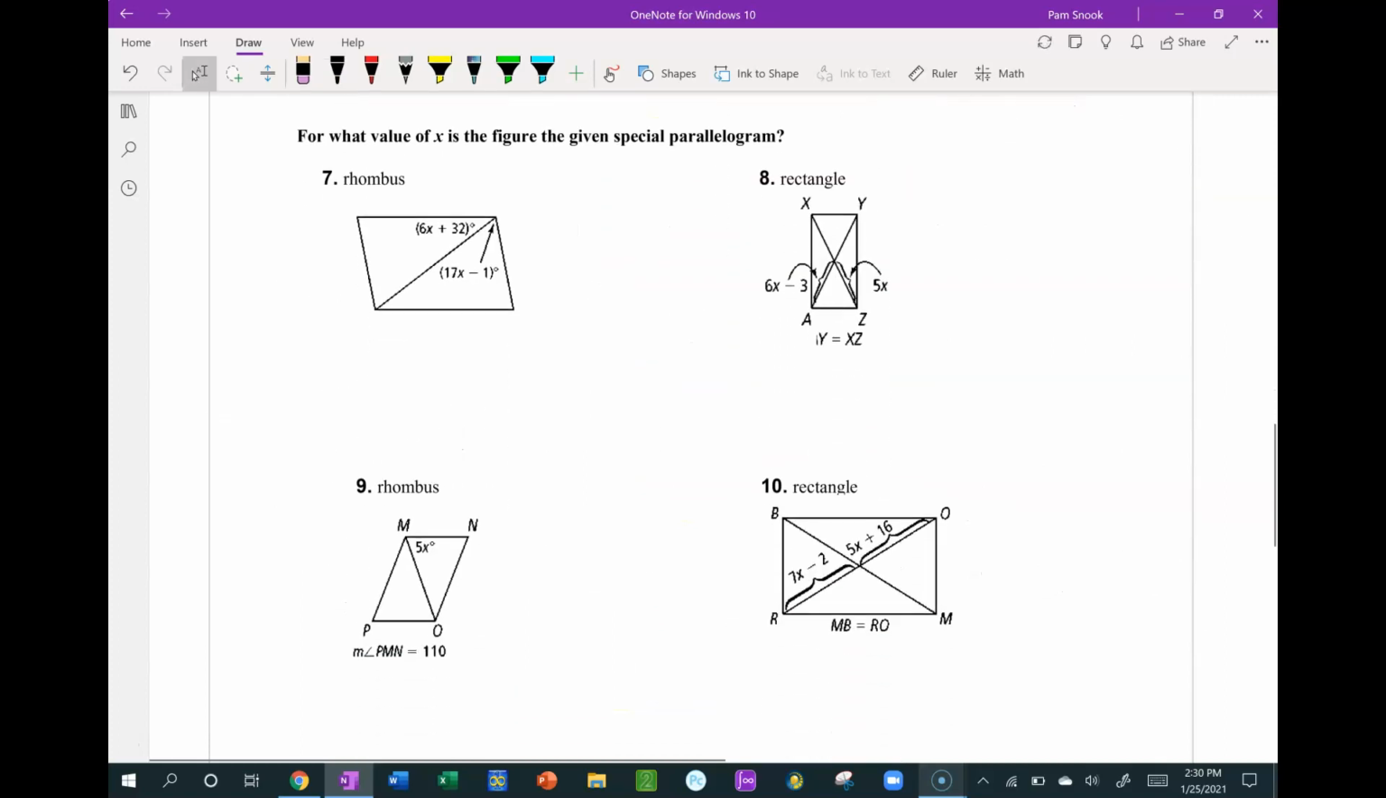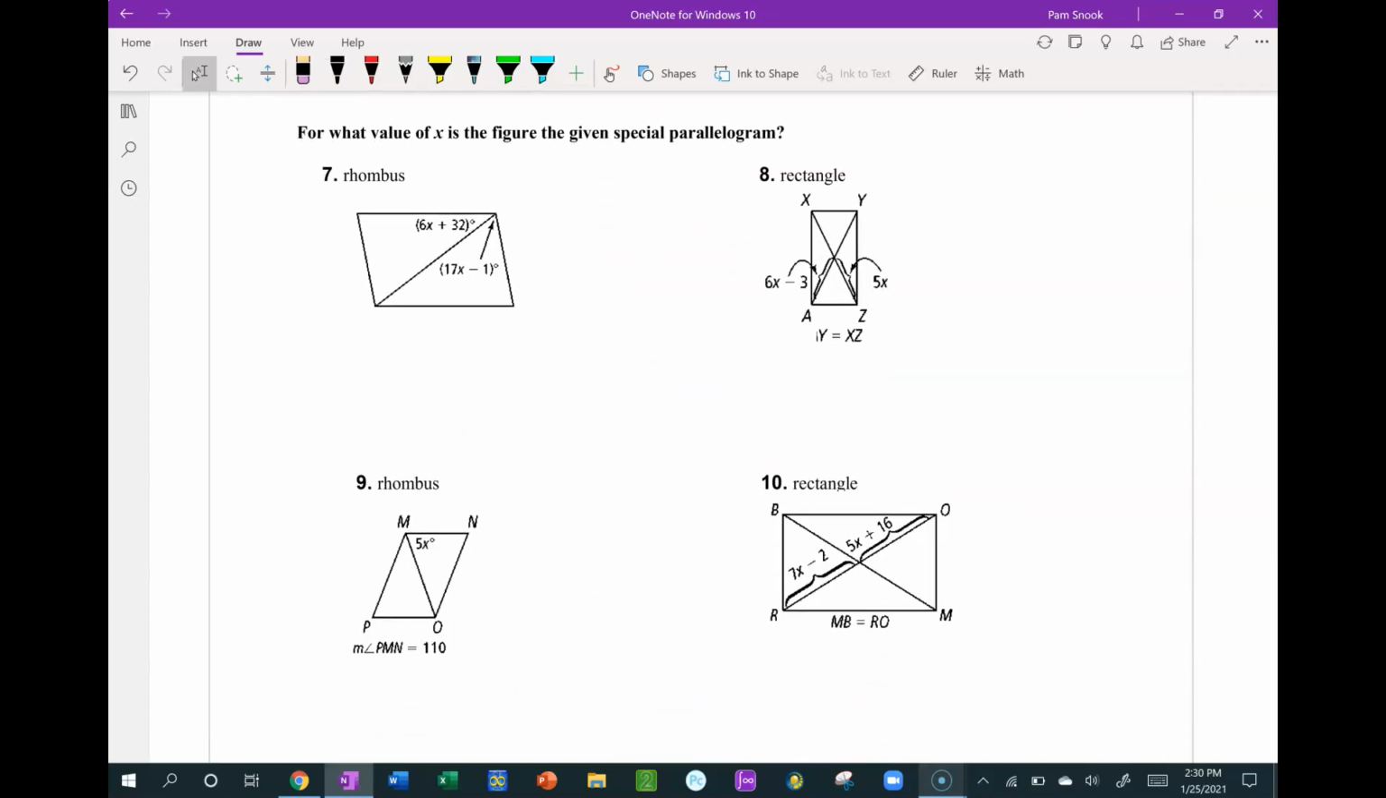All right, now we're going to do some more mathy algebraic stuff. What I'm going to do is I'm giving you a picture. I'm telling you what type of special parallelogram it has to be. And then you're going to solve for the value of x that forces it to be that type of parallelogram. So look at number 7. I'm telling you that's going to be a rhombus.